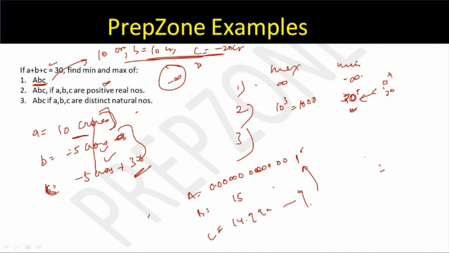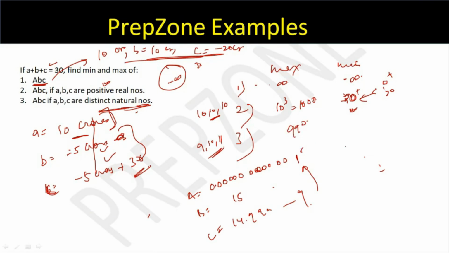But in the third part, it is given that the variables are natural numbers, but these are distinct. So again, if numbers can't be the same, they have to be as close as possible to each other, right? In the second question, I took the numbers as 10, 10, 10. Here I can't take them the same, so I'll take them as close as possible. Natural numbers close to 10 will be 9, 10, and 11. So the maximum product could be 9 into 10 into 11, 990.